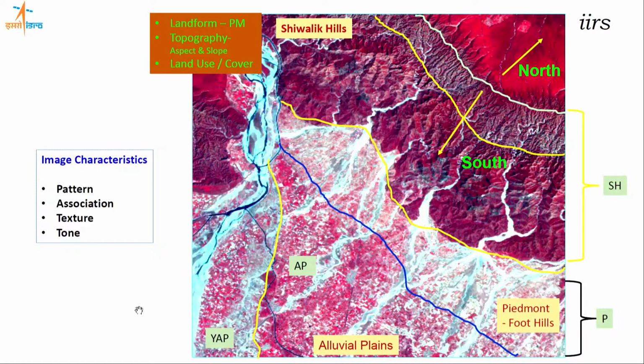So you see what I have shown here: this is the Shivalik Hills, this is the Piedmont or foothills, and this is the alluvial plain. So you get three geomorphologies from this: hill, foothill, alluvial plain. So a minimum of three types of soils are present. Suppose this is the foothills, then you divide this based on the topography, then divide based on the land use land cover.